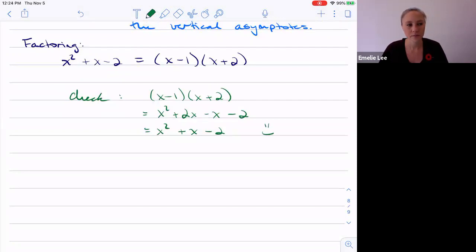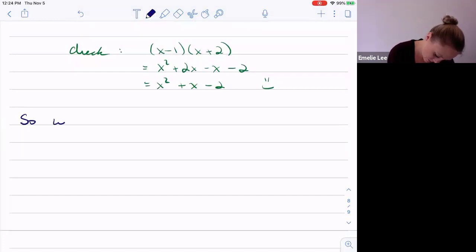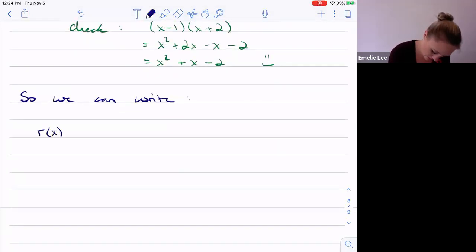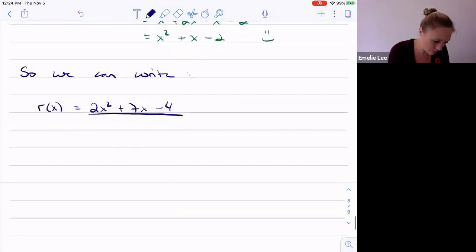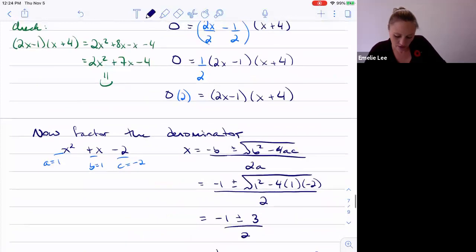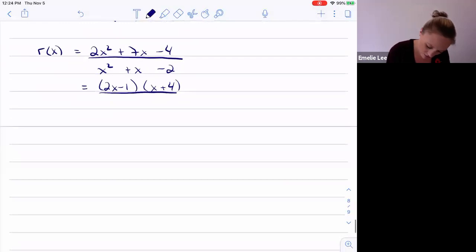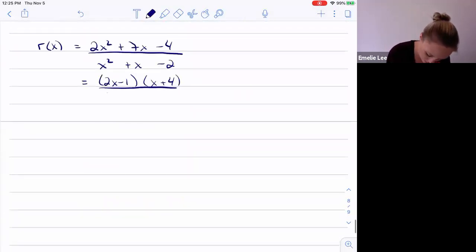So now we've factored both the numerator and the denominator. So we can write r of x is 2x squared plus 7x minus 4 divided by x squared plus x minus 2, which is going to be the same as, and we found, 2x minus 1 times x plus 4, divided by the factors we just found, x minus 1 times x plus 2.